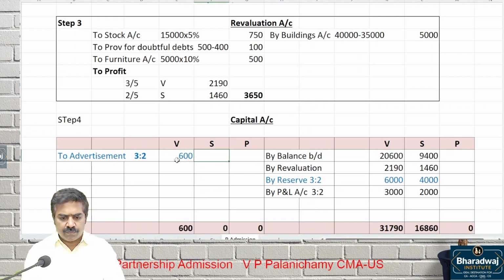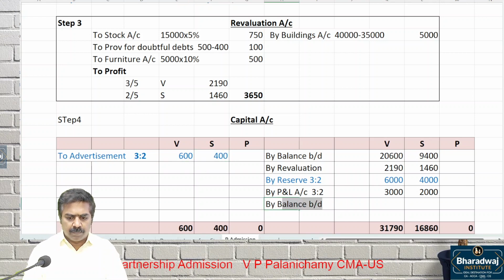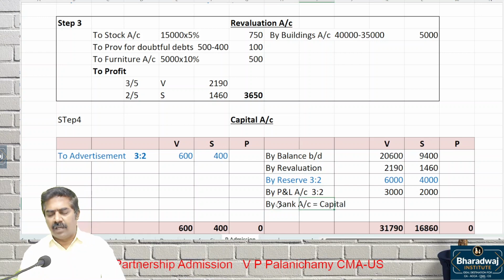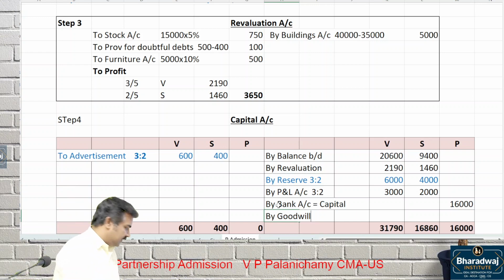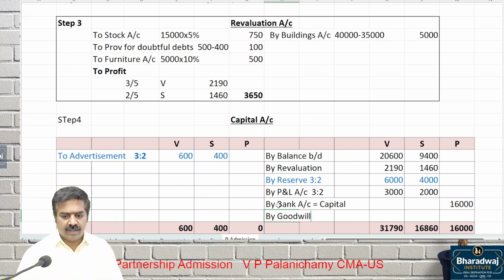The last one here, 600 and 400. The new partner brings in cash for capital, or by cash or bank account for which one? Capital. How much he brings? 16,000. What is missing is by goodwill. By goodwill now we have to value. This is what is missing in the question.